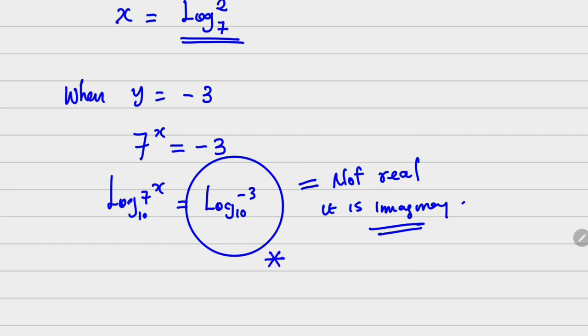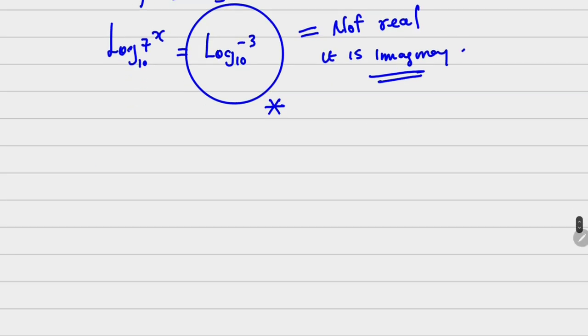Hence, if I'm looking for real solutions, this will not be one of them. Since from the instruction in the question we have to look for the real solution, we will now have just our answer to be that x is log of 2 base 7, because we do not want the imaginary part, we want the real part.